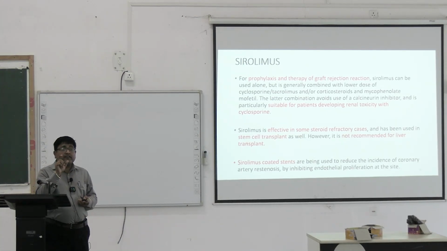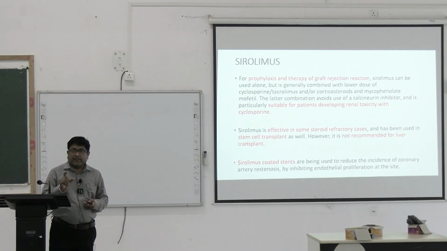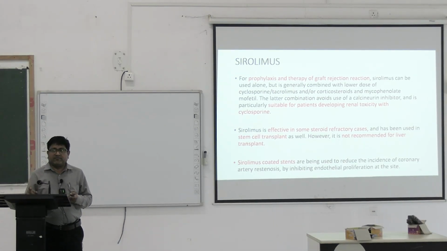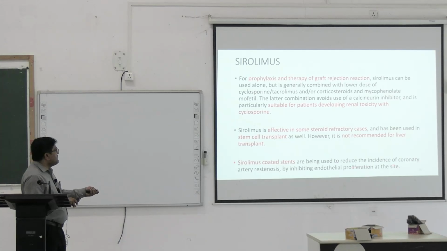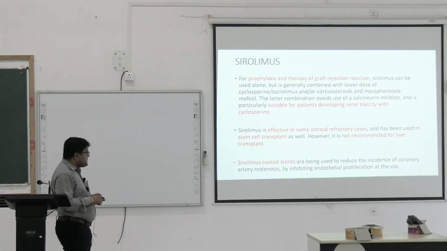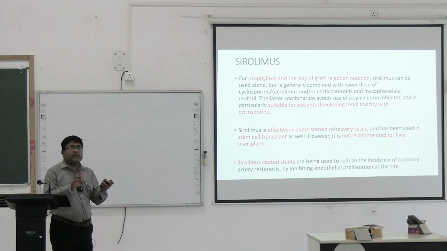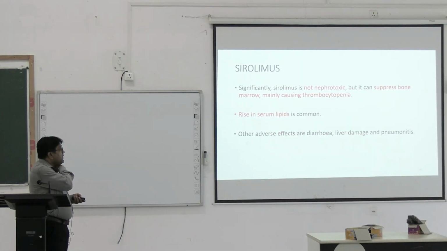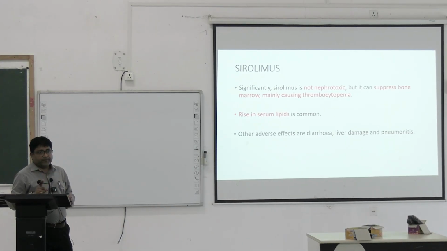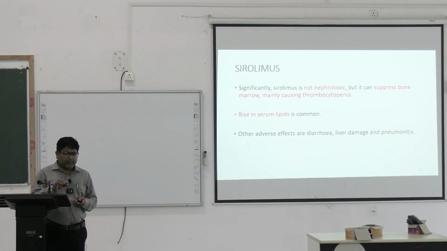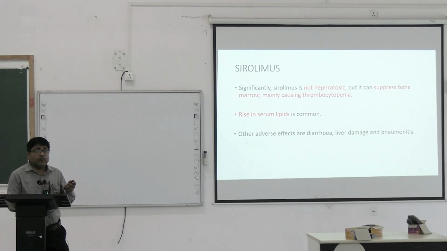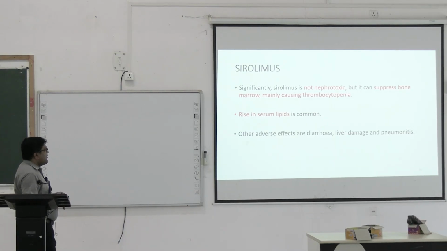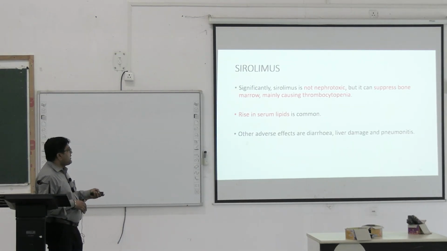Now, there are certain drug-eluting stents that are used in coronary angioplasty. The drug used here is sirolimus, which reduces the incidence of coronary artery restenosis by inhibiting endothelial proliferation. Now, sirolimus is not nephrotoxic, but it causes bone marrow suppression, particularly linked to thrombocytopenia. Rise in serum lipid can be seen. Other side effects: diarrhea, liver damage, and pneumonitis.